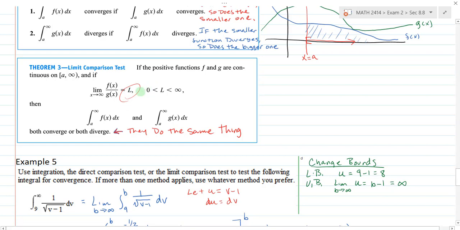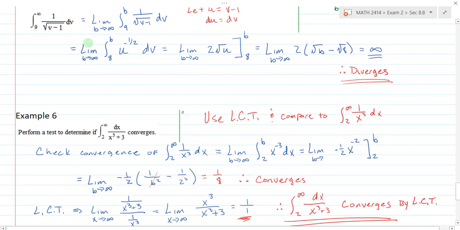We can't just say this test fails if we get an infinity. There's two things that have to happen. Okay, first of all, you have to have continuous positive functions, and then the limit of the ratio of those two functions has to be equal to a positive finite number. If both of those things happen, then we would say that both of the integrals converge, or both of the integrals diverge.